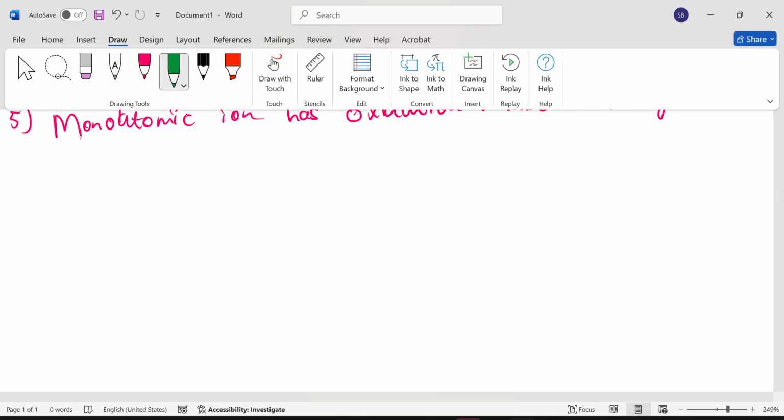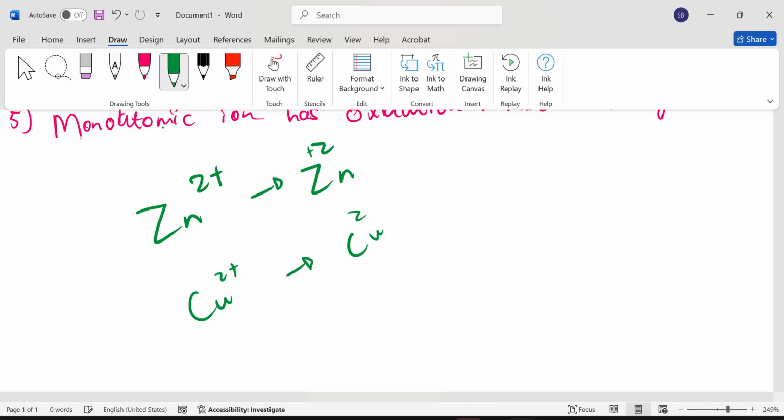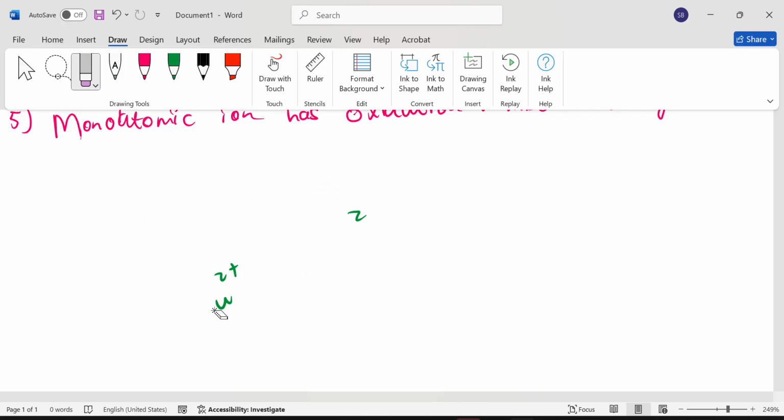So if I have a certain zinc 2 plus, that means the oxidation number of zinc will be positive 2. If I have copper 2 plus, the oxidation number of copper will then be 2. That's all that it means, nothing hectic. So these are very important rules, guys, that you must never ever forget, ever.